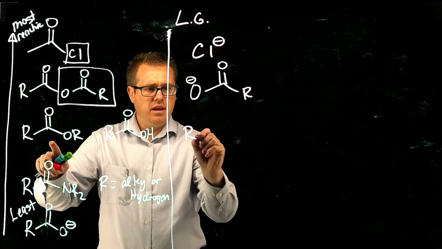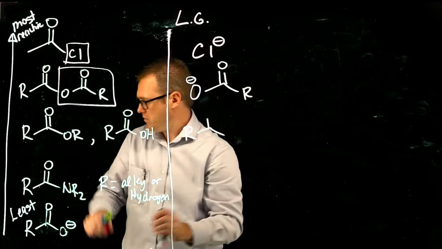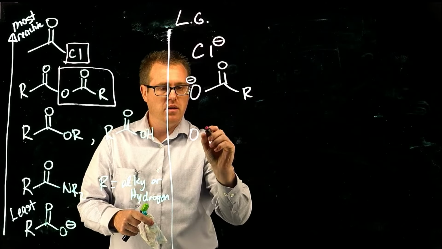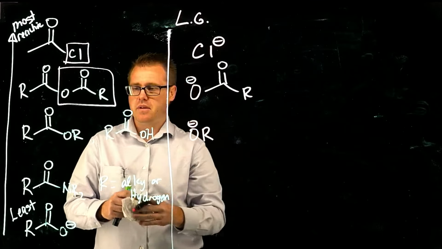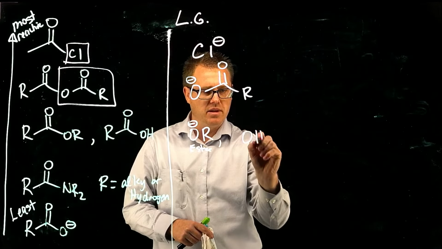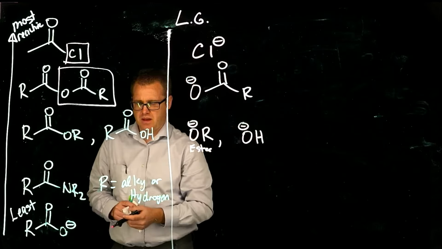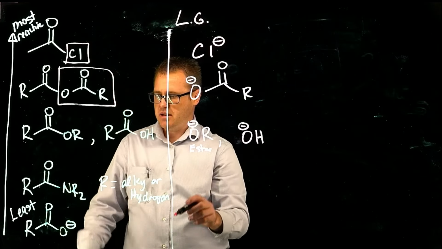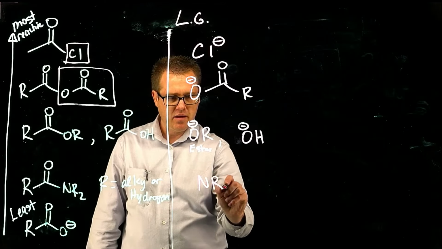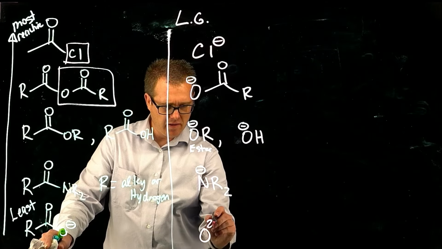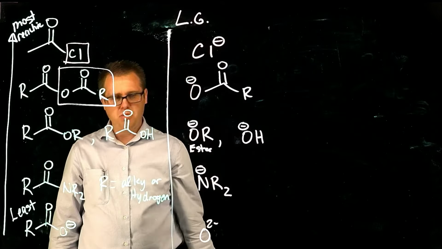Okay, for the ester, the leaving group would be not that. It would be OR negative. So this one is for the ester. Then the carboxylic acid would be something like this. And then our amide, note that the R groups can be alkyl or hydrogen atoms. So the leaving group would be this guy, like that. And then the carboxylate would be an oxygen atom leaving as a 2 minus.